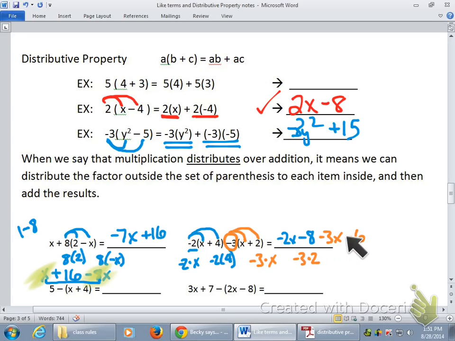I'm not finished. Do I have any like terms from yesterday? I do have like terms. What's a like? Okay, the negative 2x and the negative 3x are alike, aren't they? So let's put those together, and let's add them together. What is negative 2x minus 3x? Negative 5x. And do I have any other like terms? Negative 8 and negative 6. Together, those give you negative 14.